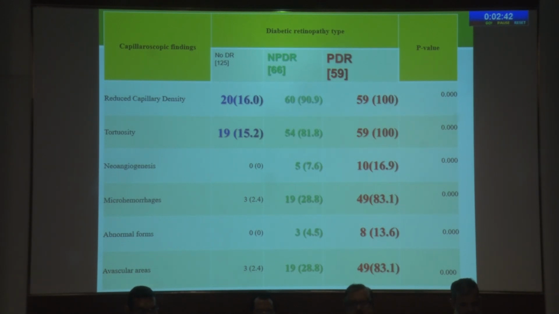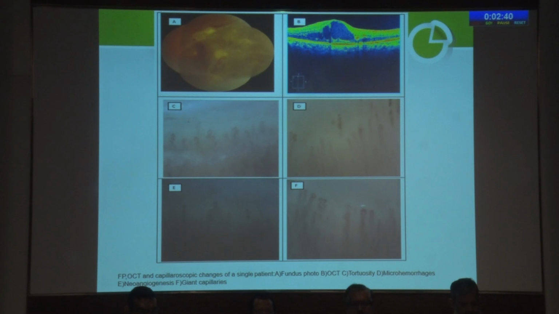So this is a picture showing the fundus photo, OCT, and also the capillaroscopic findings of a single patient. So the image number C is the tortuosity of the nail fold capillaries. D, we can see microhemorrhages. E is neoangiogenesis, and the last one is drained capillaries, which is an abnormal form.